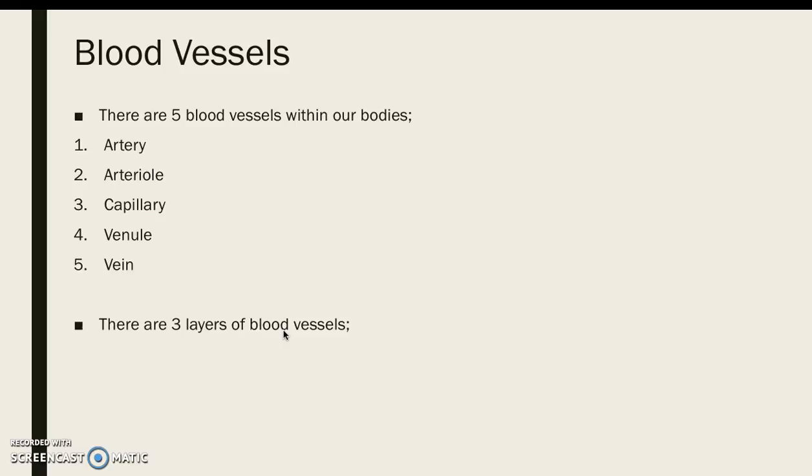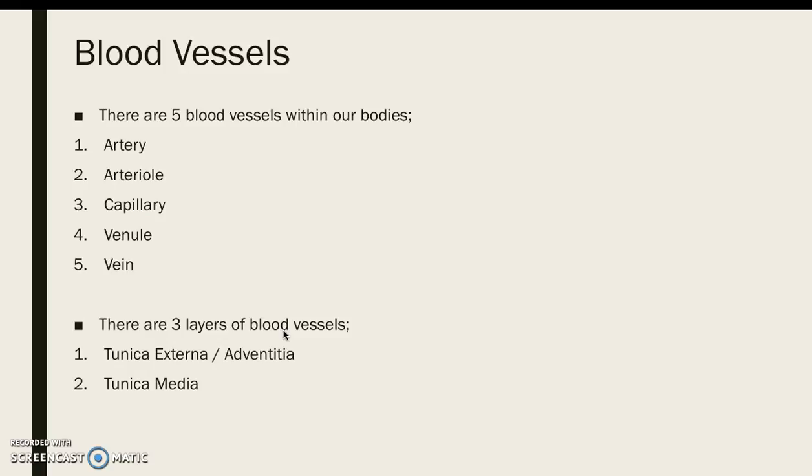Finally, there are 3 layers of blood vessels. You've got the tunica externa, which is also known as the adventitia. This is the outer layer, and it is largely made up of collagen and elastin fibers. It also supports blood vessels by being a shock absorber to them.